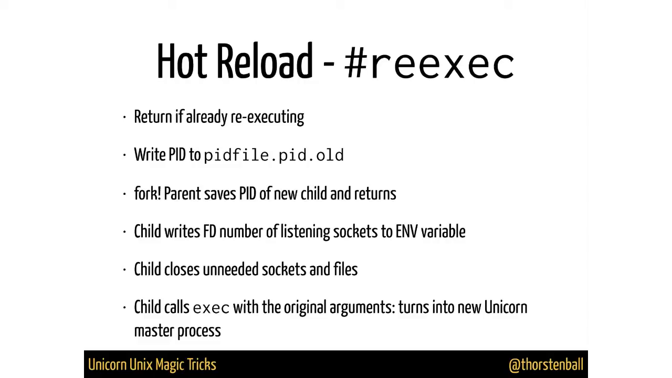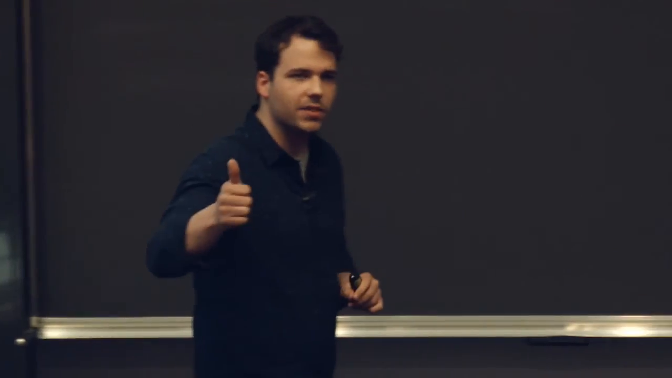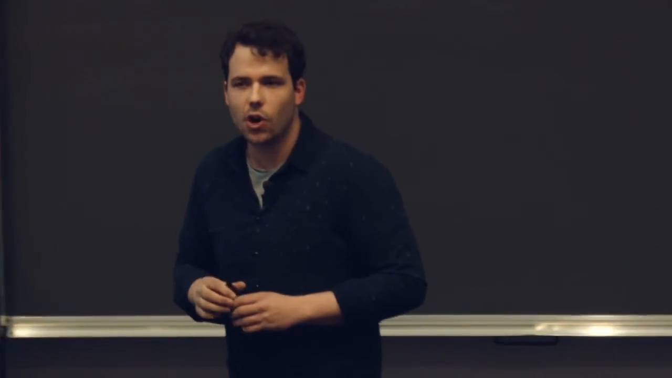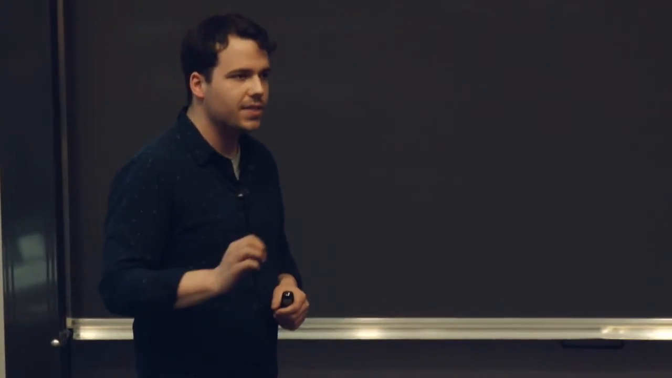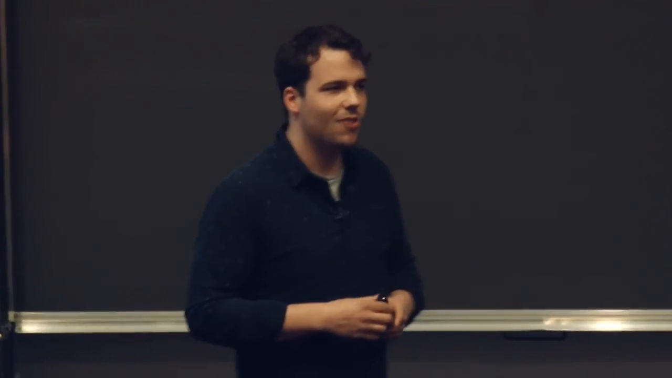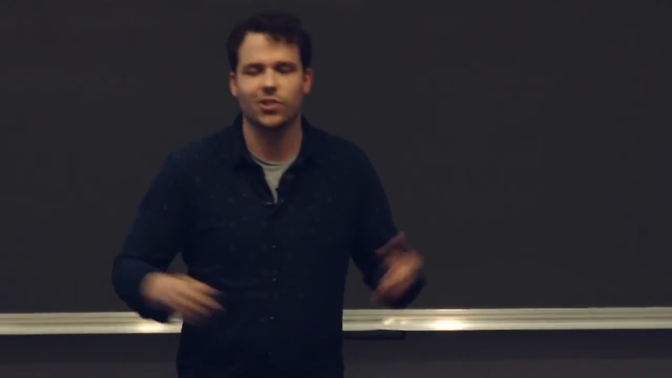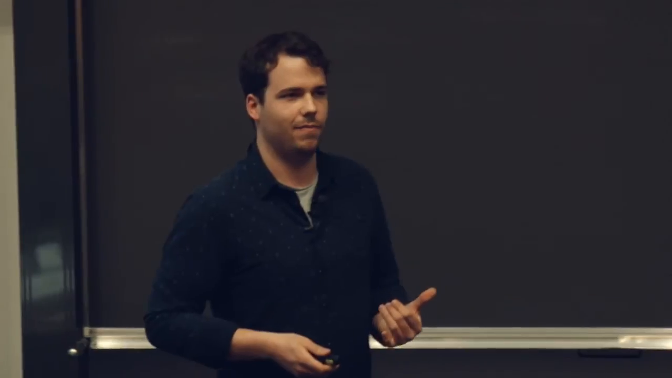And then it calls fork, which creates a new child process. This new child process is not going into the worker loop. What it does is it closes all the unneeded files it doesn't need: database connections, log files, configuration files, and so on. It only keeps open the listening sockets, the ones we told Unicorn to listen to. And it takes the file descriptor numbers of those sockets and writes them to an environment variable, which sounds nasty, but it's actually quite cool. So it writes those numbers to an environment variable and then calls exec.